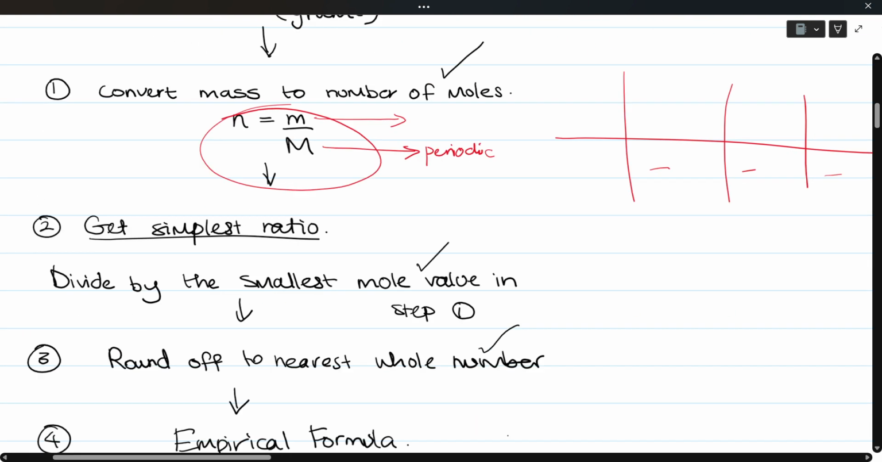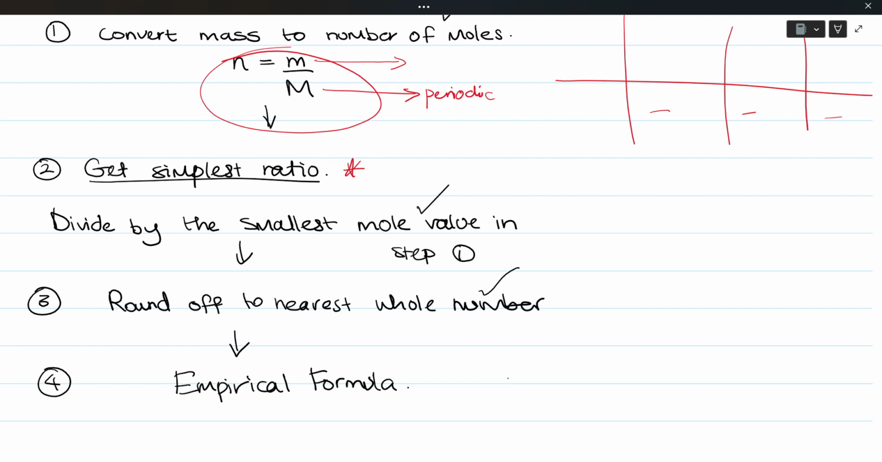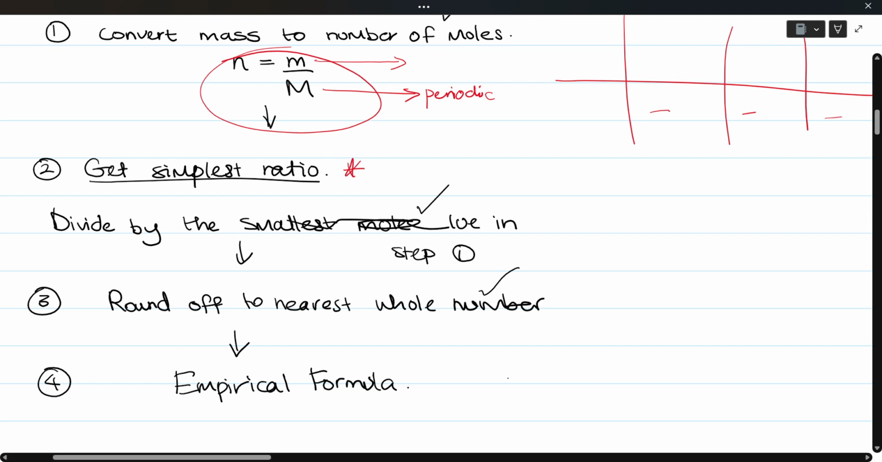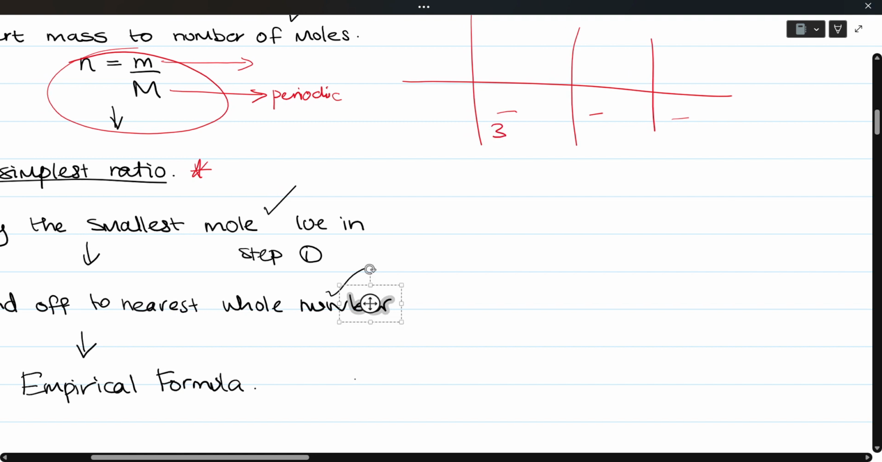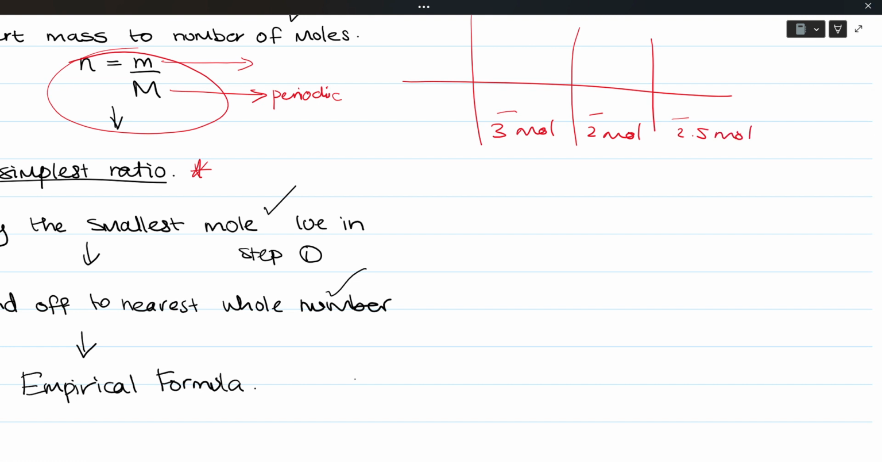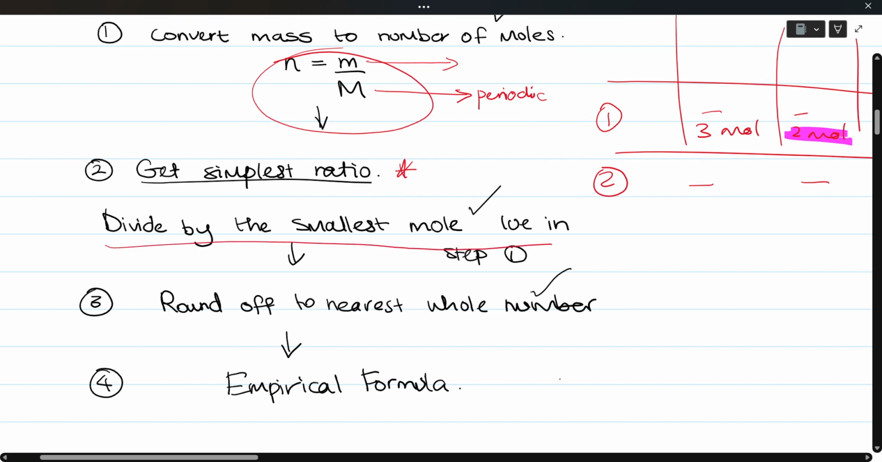The next thing you're going to do is step 2, finding your simplest ratio. How you do that is you look for the smallest number of moles value in your previous step. If you went to your table and you had, just for an example, 3 moles, 2 moles, and 2.5 moles, in step 2 what you're going to do is select the smallest number of moles. Obviously, we can see 2 moles here. So you're going to take 2 moles and divide by each value. You're dividing by the smallest mole value.